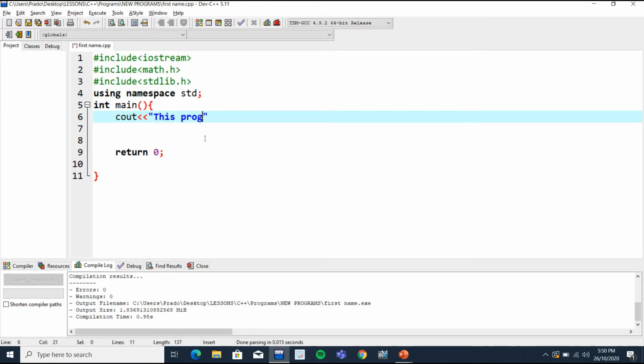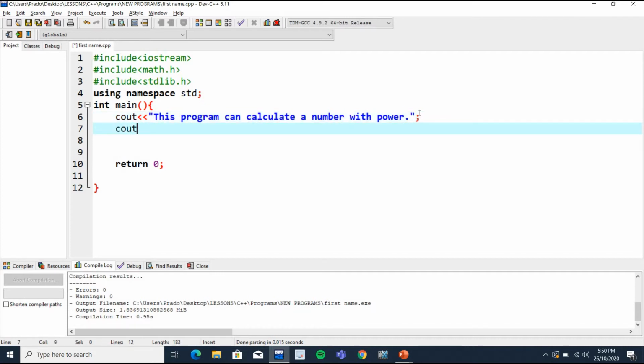This program can calculate the power of a number. Ayan, palitan natin. This program can calculate a number with power. Ayan, so semicolon. And then cout. Kukuhanin muna natin yung number. Type the number.